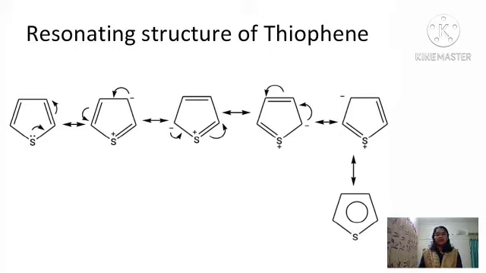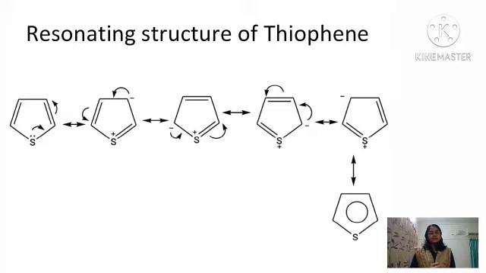Again, when we compare the aromaticity of thiophene with other 5-membered heterocycles such as furan and pyrrole, thiophene is found to be more aromatic than furan as well as pyrrole. But it is less aromatic than benzene. And this can be easily explained with the help of resonance stabilization energy data.